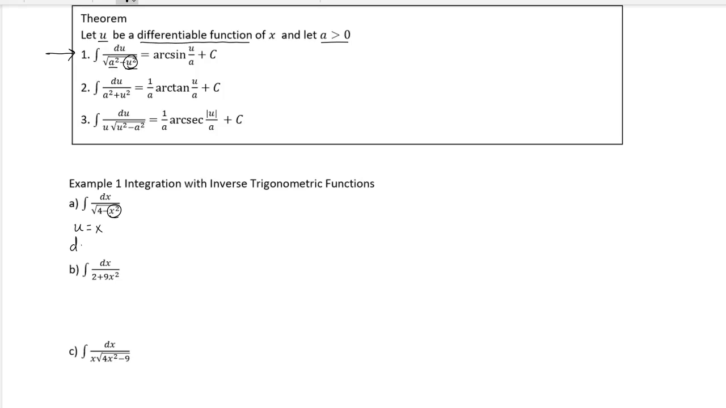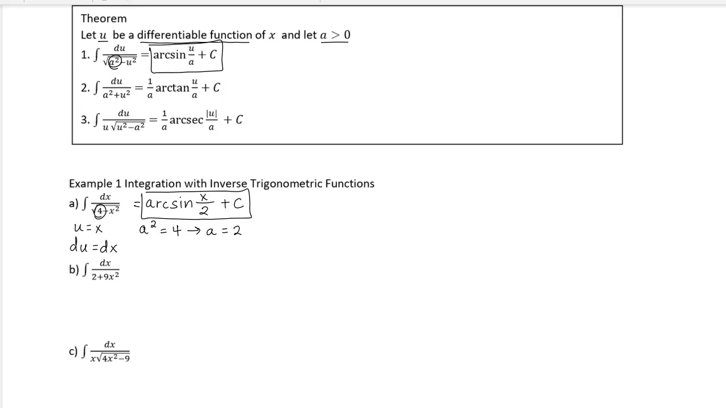If u is equal to x, I'll differentiate that to find that du is equal to dx. And then for the a squared, I have a 4, so I'm going to take a squared to equal 4, which implies that a is equal to 2. So we have our value for a and our value for u, so now we're ready to fill in what this is equal to. So here we have arc sine of u divided by a, u is x, a is 2, and then we add our constant of integration c to have our final answer there.